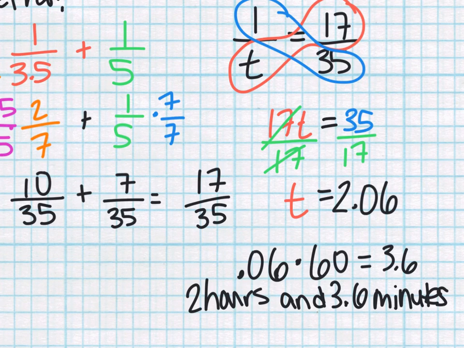So your problems this week are going to be just like this, and I will totally accept 2.06 for your answer. Please tell me units. So don't tell me 2.06, tell me it's 2.06 hours. But I don't expect you to change it to hours and minutes like this. You can just leave it as a decimal form.